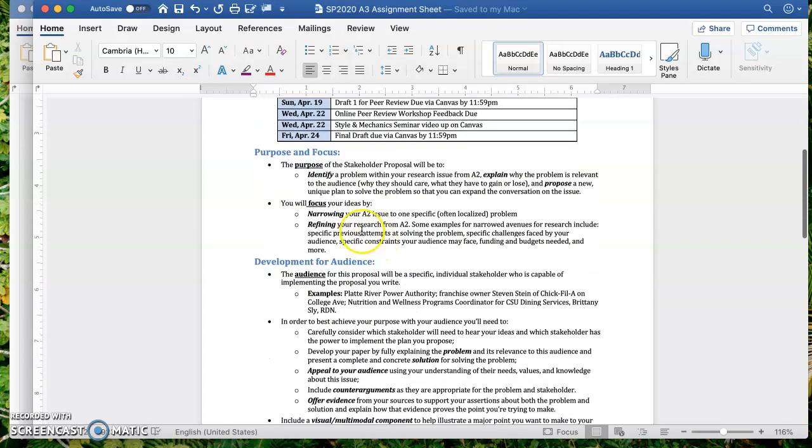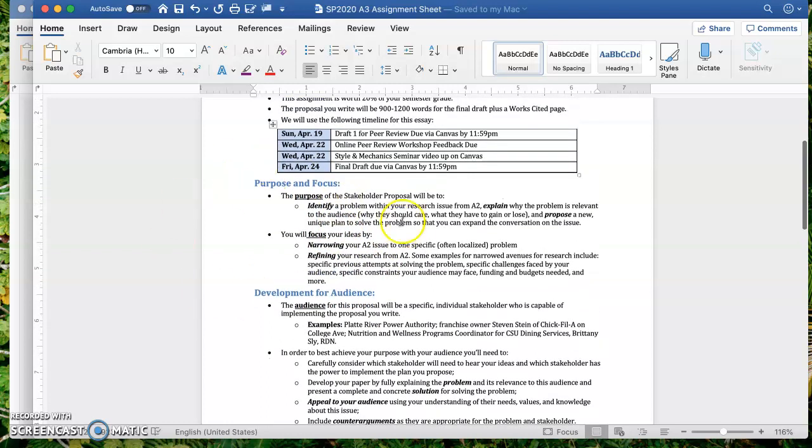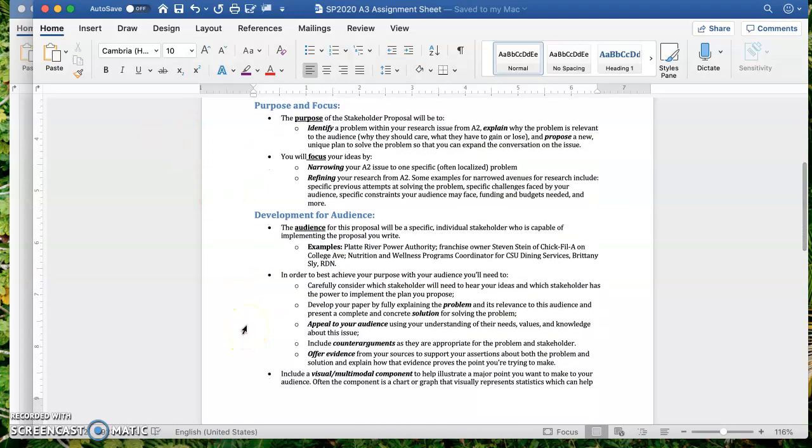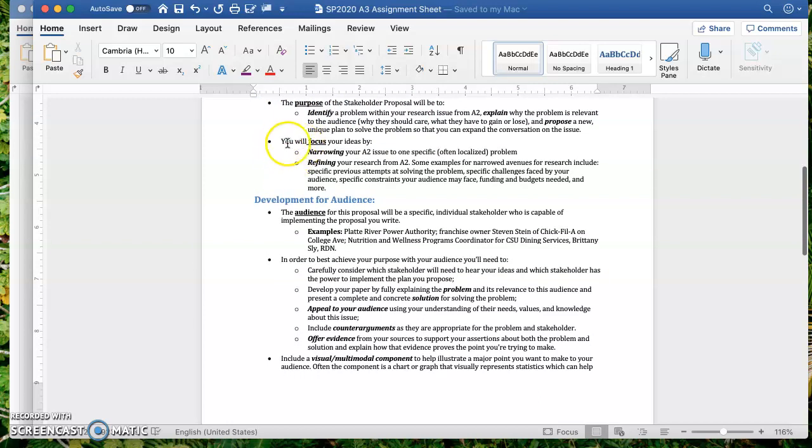So now let's get into each of the levels of the hierarchy of rhetorical concerns. So I've already gone over what the purpose of A3 is. So you're going to focus, again, you're carrying over all of your ideas from A2. So you're going to focus your ideas by narrowing your A2 to be a more specific problem. And the easiest way to make your issue more specific is to localize it.